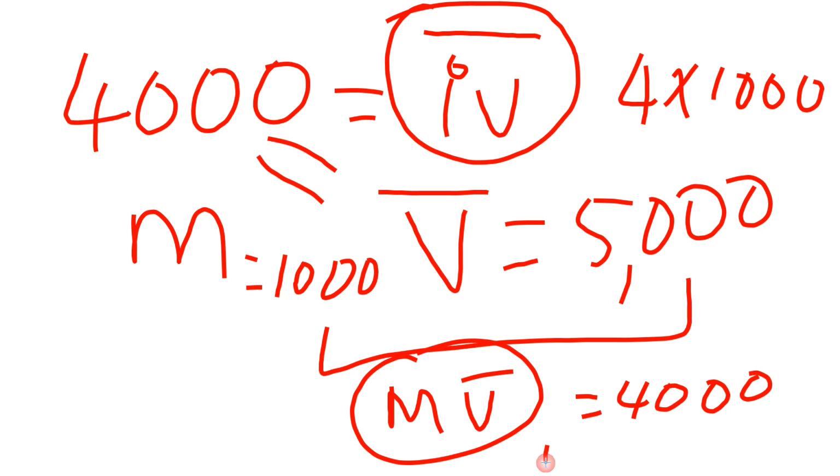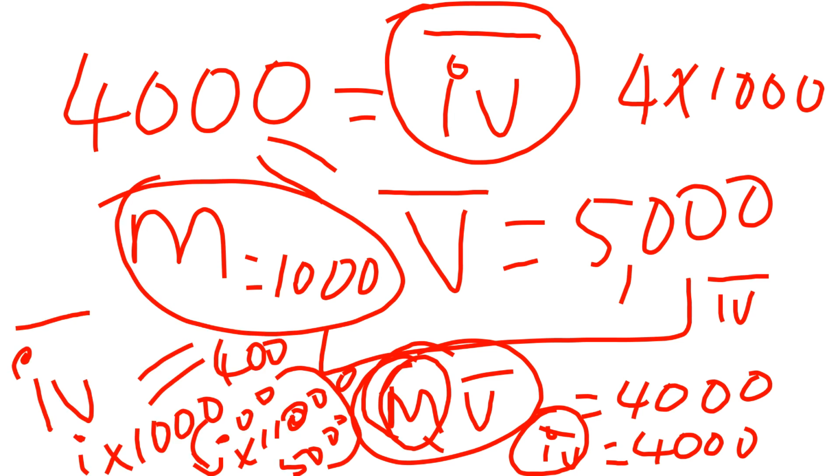And IV bar is also 4,000. You see? So we have different interpretations. This is where ambiguousness is found. We can look at the same thing in a different way.